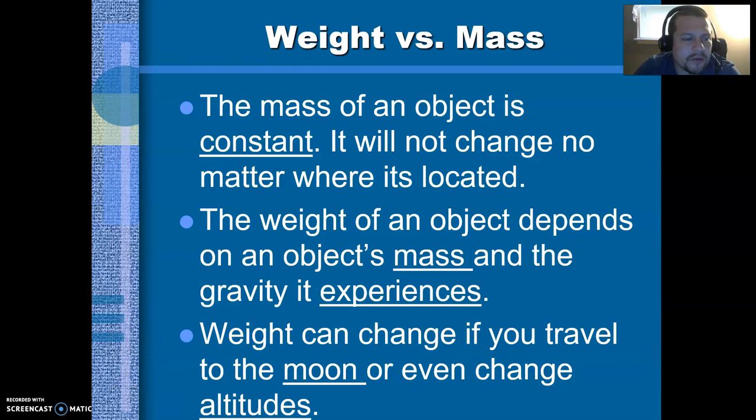And there's some things up here. The mass of an object is a constant. It will not change no matter where it's located, but the weight of an object depends on an object's mass and the gravity it experiences. So if you were able to change that gravity, whether it means going to the moon or Mars or Jupiter, or even just changing altitude, you will be able to change the weight of something very gradually or very strongly if you change the planet you're on.